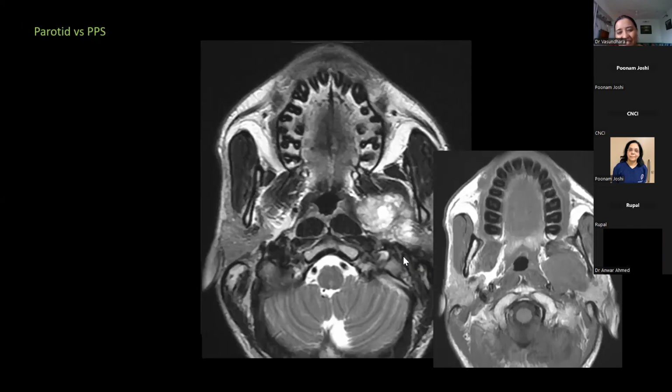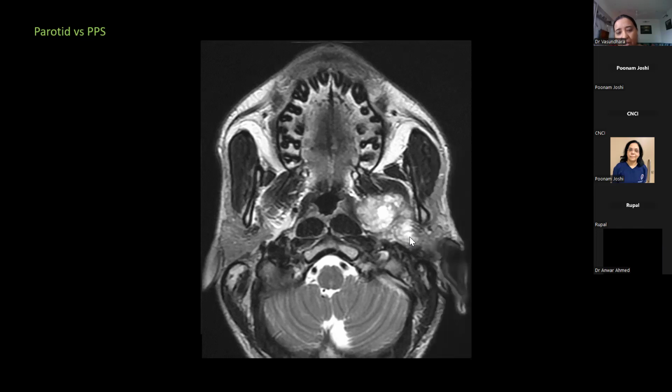Now, this is from the parotid. First of all, confirm your parotid. Look at your styloid. See that it is causing widening of this part. That means it is parotid. Now, how will the parotid grow? Parotid will grow like this. So what will be the push on the carotid? It will be like this. And at the same time, the styloid will be pushed like this.